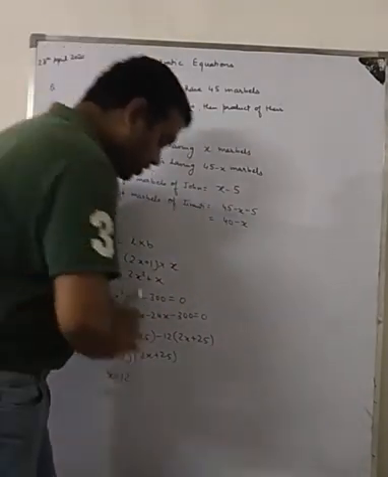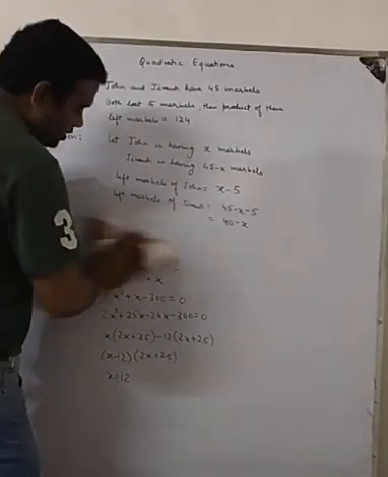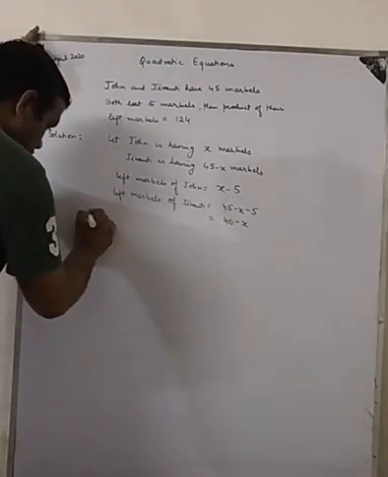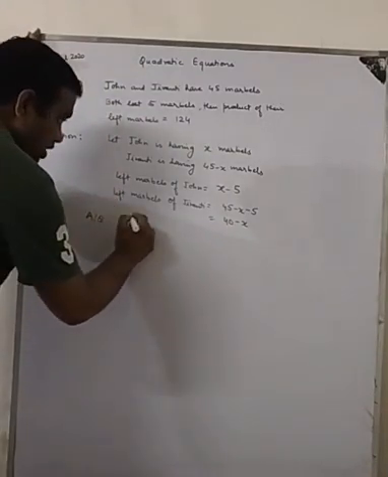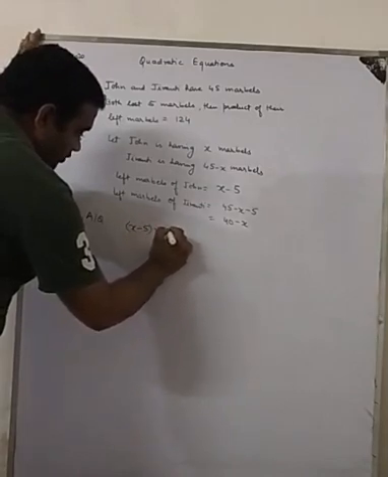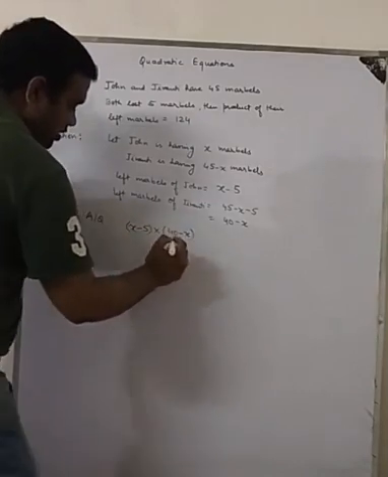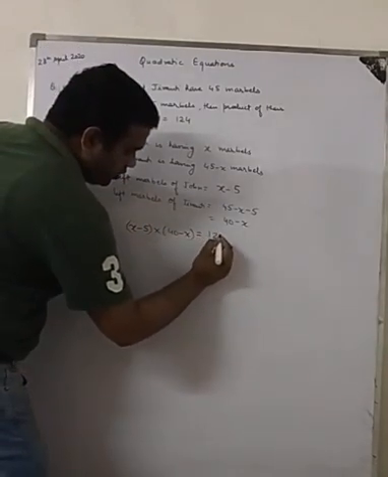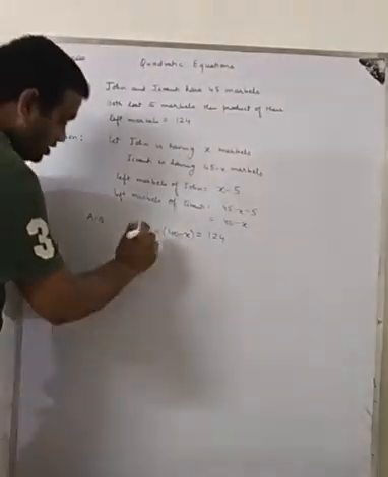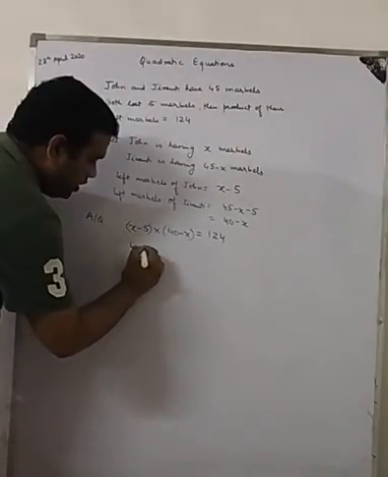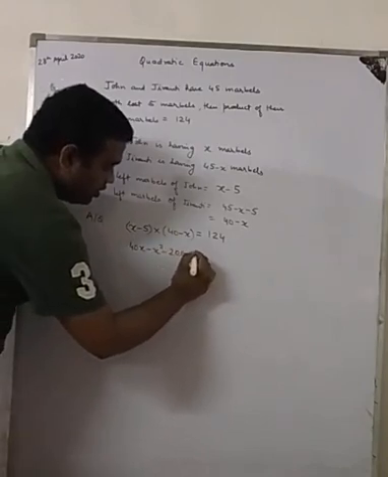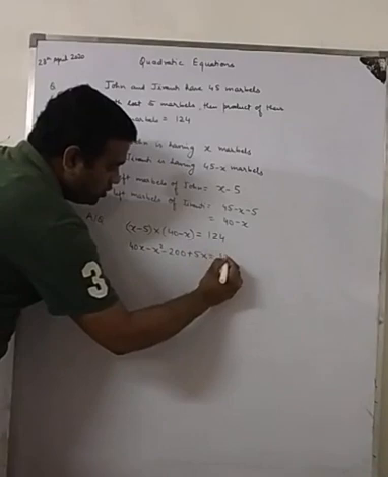Now according to the question, the product of their marbles is 124. So according to the question, this X minus 5 and 40 minus X is equal to 124. So this is how we form the equation. Let us solve more: 40x, x square, 200, 5x, 124.